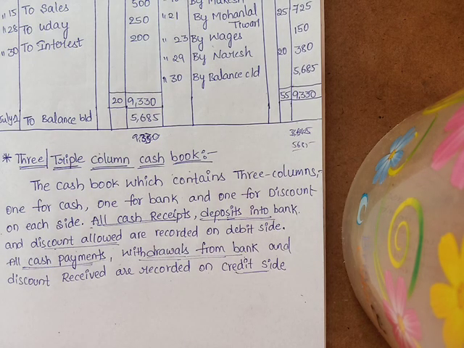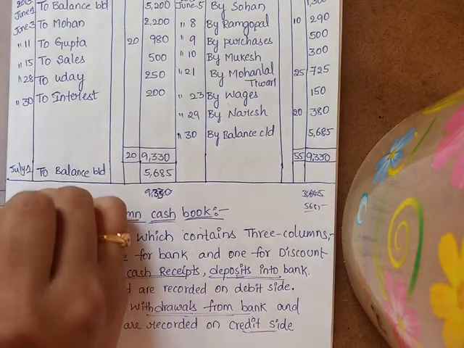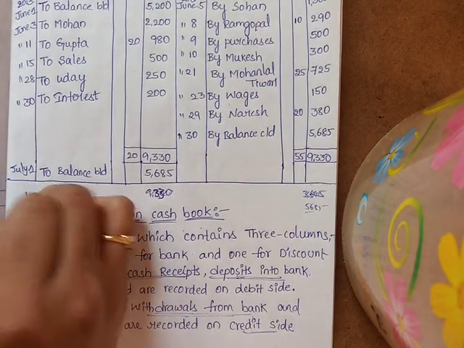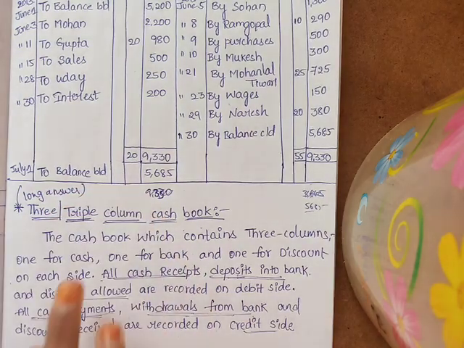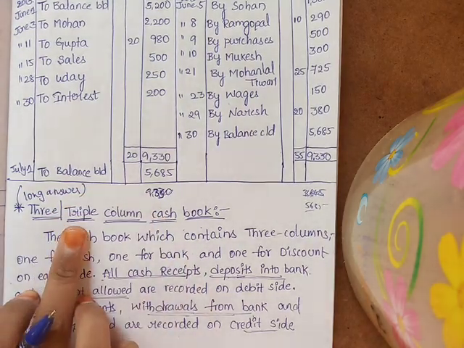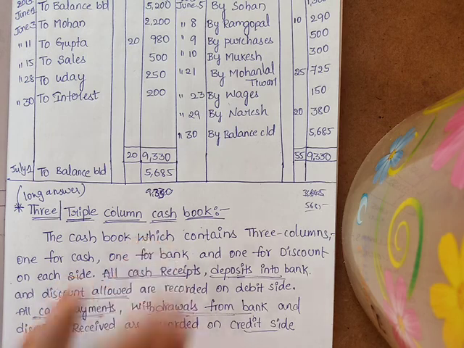so under this we'll discuss so many points. Okay, so this triple column cash book is very, very important for long answers. Definitely in the examination one question will come from this. Okay, which topic? Triple column cash book.